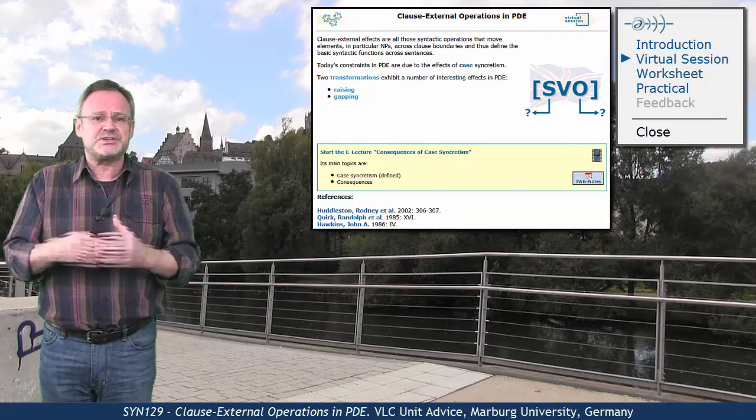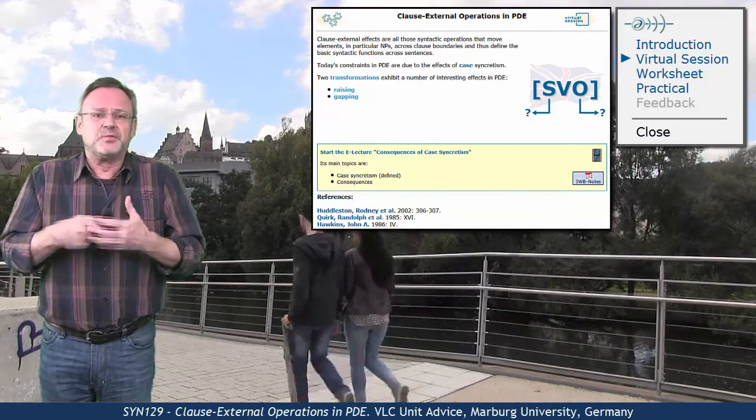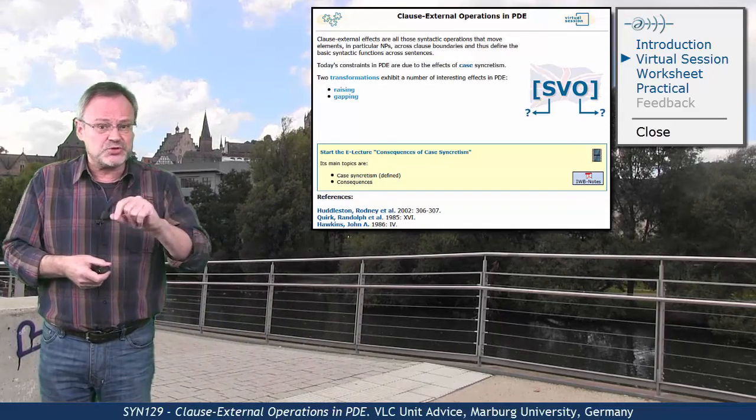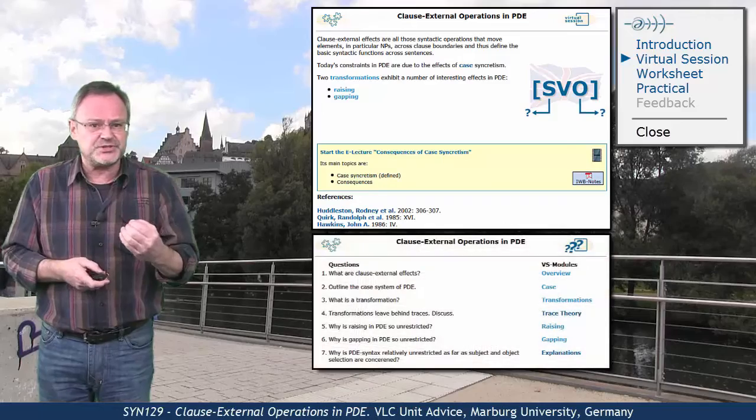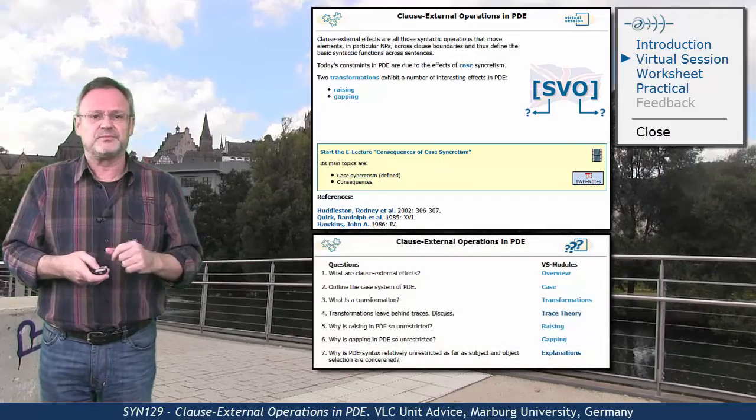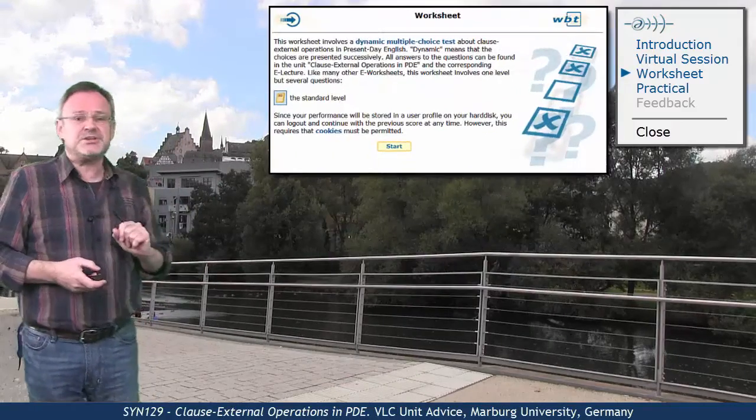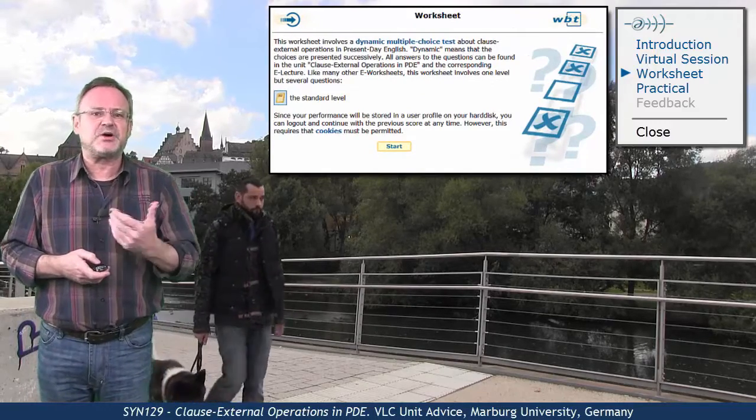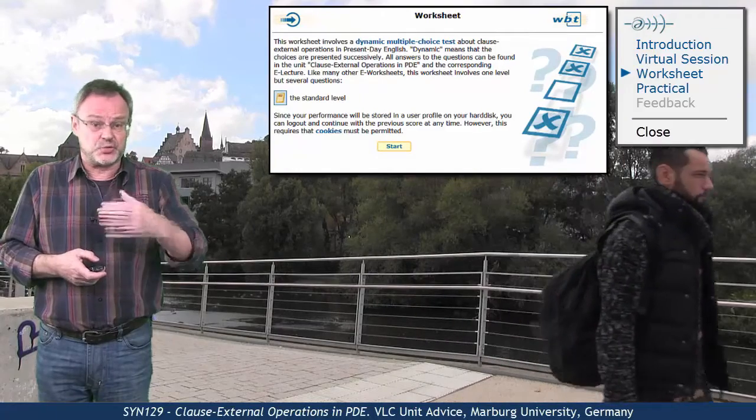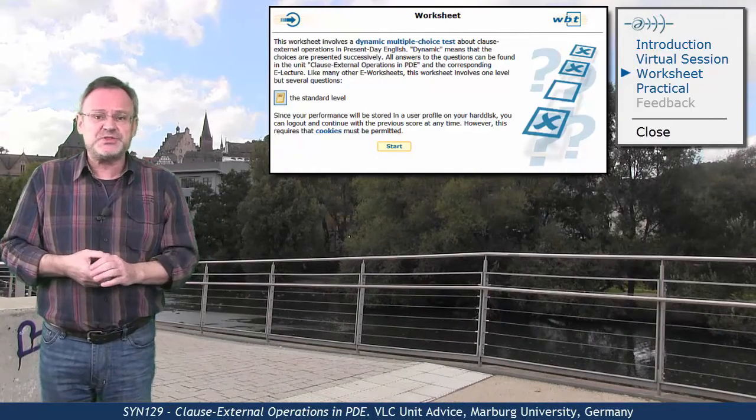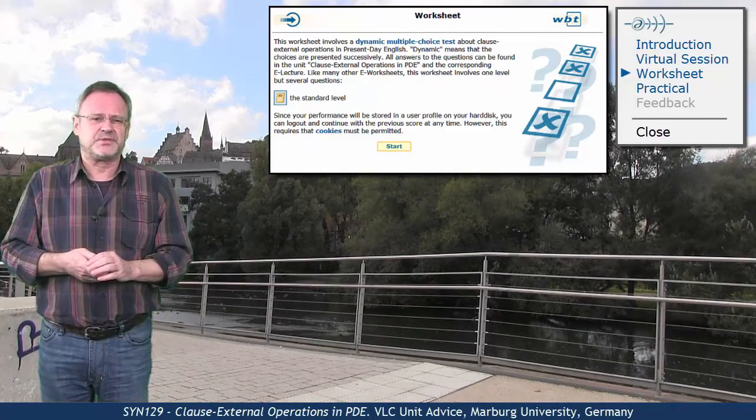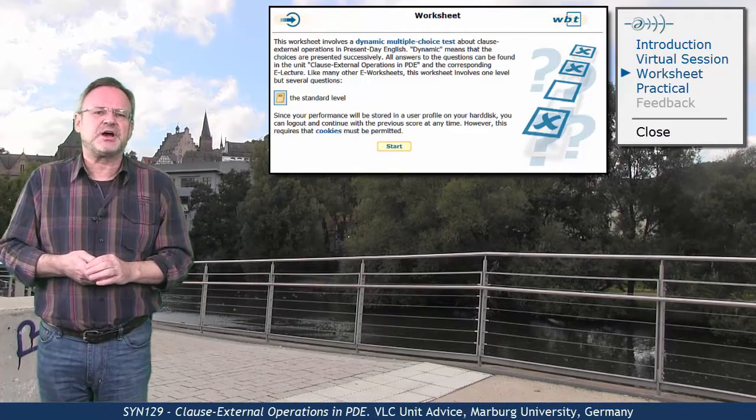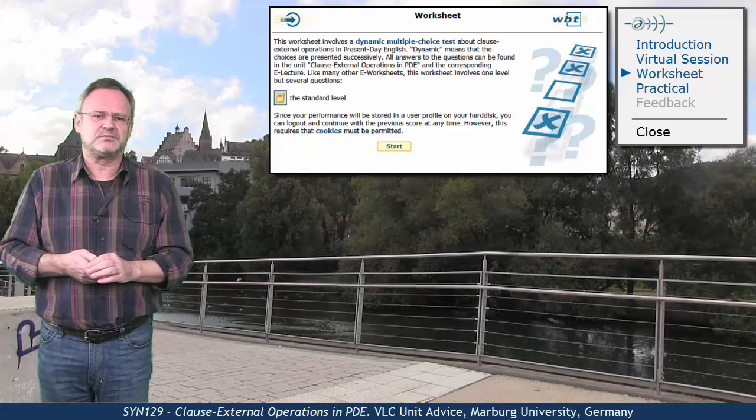We will then discuss the effects of the weakening of the present-day English case system and will eventually focus on the effects of case syncretism on movement rules. The mastery worksheet is a dynamic multiple-choice test with several questions about operations such as raising, gapping, or specific rule constraints. Not that easy, but after the virtual session you shouldn't encounter any problems anymore.